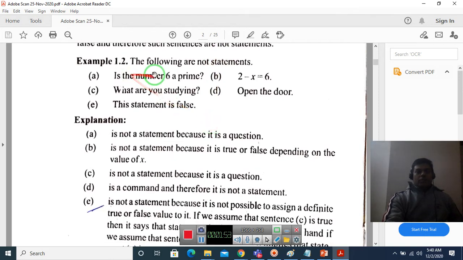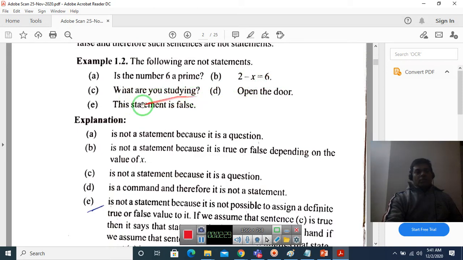But what about these sentences? The following are not statements. Is the number 6 a prime? Because it is a question, it is not a simple or declarative sentence, so this is not a statement. 2 minus x equal to 6 will depend on x. Most of the values will make it false, only some values will make it true. So it depends on x, but it is not universally true, so it is not a statement.